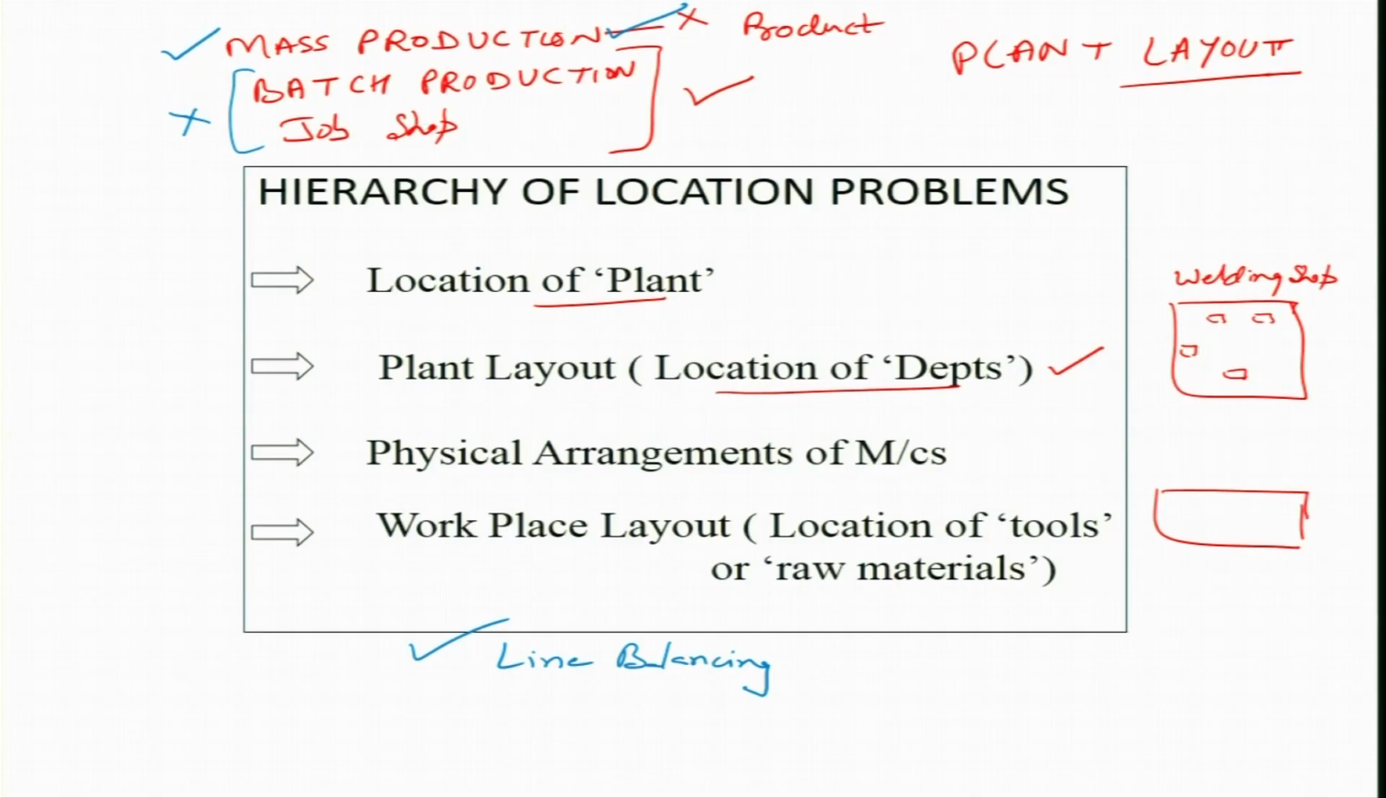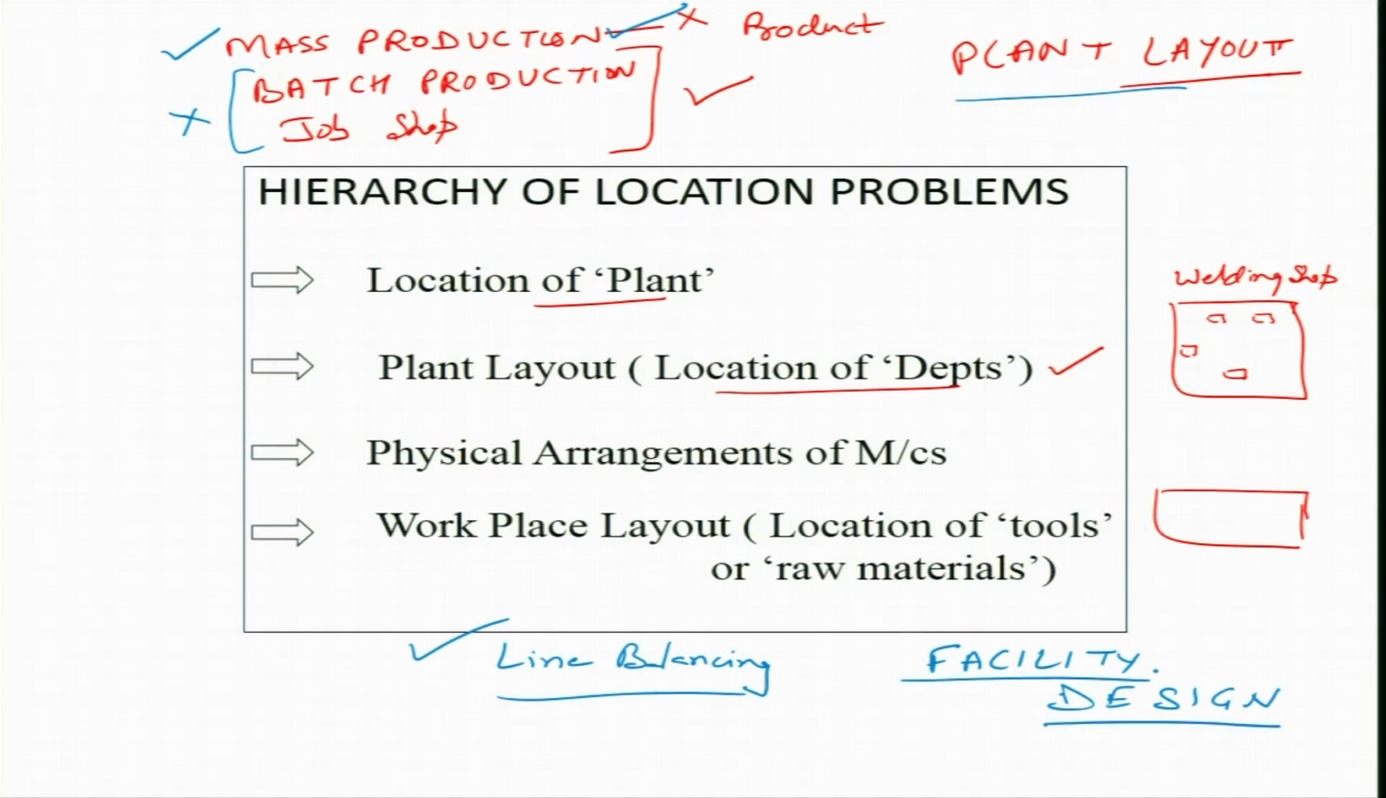So, our next session will be on plant layout and line balancing. Together this is called facility design. We will talk about this in our subsequent classes about facility design. For batch production and job shop, it is layout. For mass production, it is line balancing.